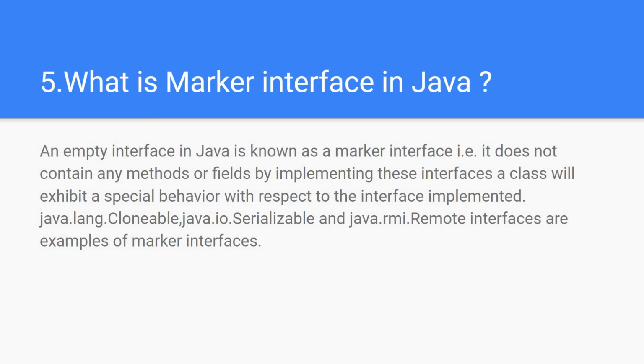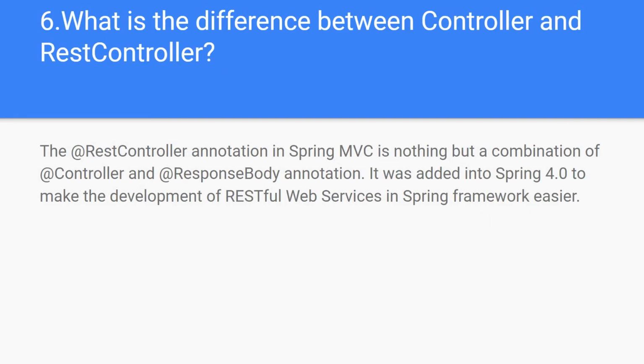Java.lang.Cloneable, Java.io.Serializable, and Java.rmi.Remote are examples of marker interfaces. So a marker interface is an empty interface. It does not have any methods or variables. Sixth, what is the difference between Controller and RestController?